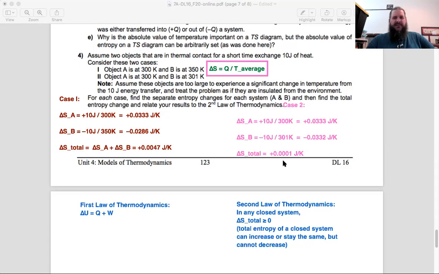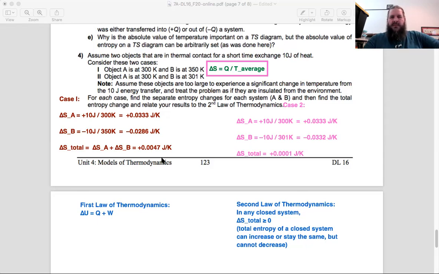And why do you think that is? Why does case 2 involve a significantly smaller change in entropy than case 1 did? The objects for case 2 are closer in temperature. Yeah, if you've got objects that are really close to each other's temperatures already, the change in entropy is going to be pretty small because it's not much of a difference. But if the objects are very different in temperature, then the same flow of heat results in a much larger change in entropy, in this case, 47 times as large.